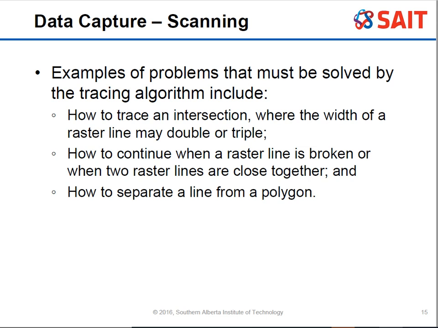And then how do you continue a broken line when you scan it in? All of a sudden there might be a missing spot. Maybe it's just a really worn out map, or there's something spilled on it. So how do I do that? Or what happens if I have two lines that are really close together? When I scan it in, can the algorithm identify those as two separate objects, or is it just one?